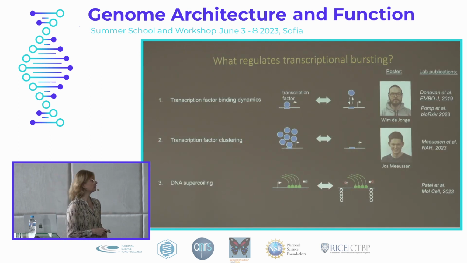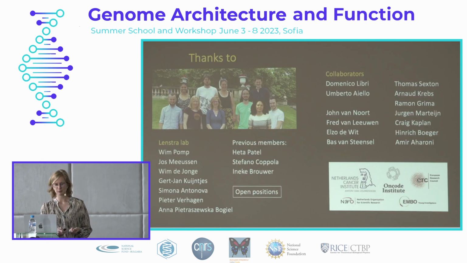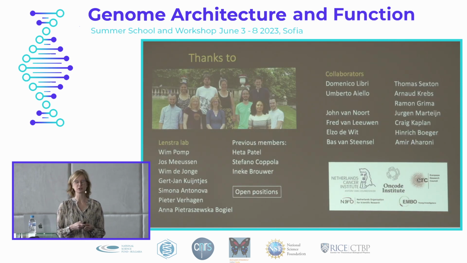So just to summarize, I've shown you multiple projects that we're working on, and we think that transcription factor binding dynamics play a major role in determining some of these fluctuations, but there's likely many other processes that influence it, but the DNA supercoiling is probably not the main driver. I hope I have convinced you that using live cell imaging approaches, we can learn a lot about the mechanism of transcription.